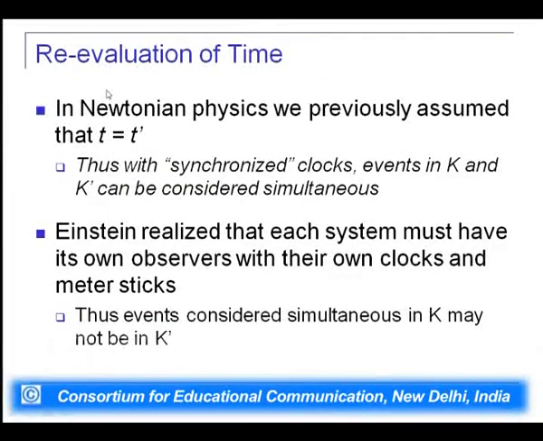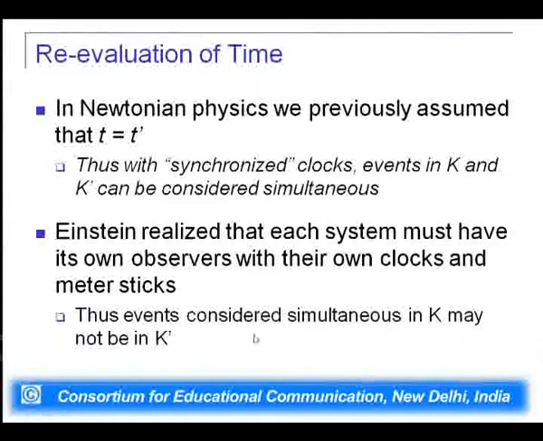Then the re-evaluation of time. In Newtonian physics, we previously assumed that t equals t'. Thus, with synchronized clocks, events in K and K' can be considered simultaneous. But Einstein realized that each system must have its own observer with their own clocks and meter sticks.